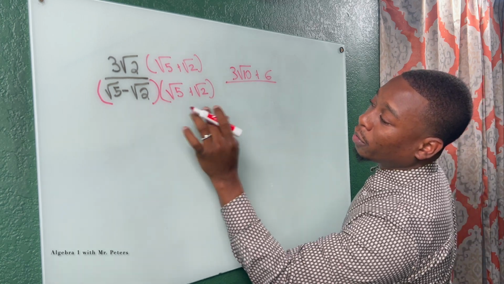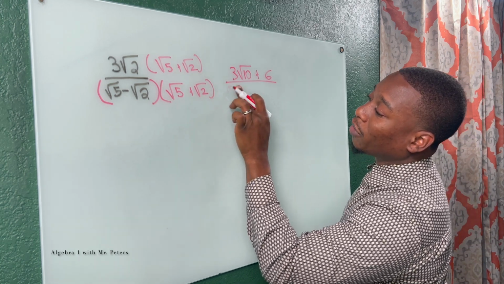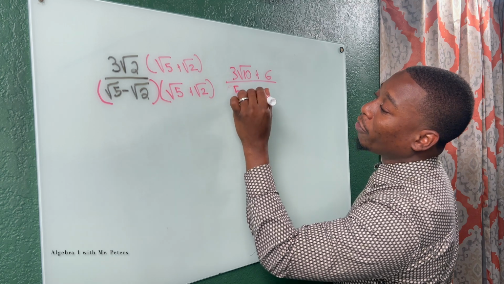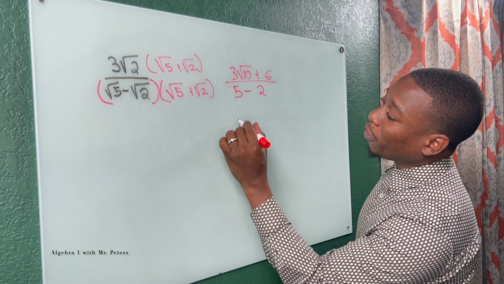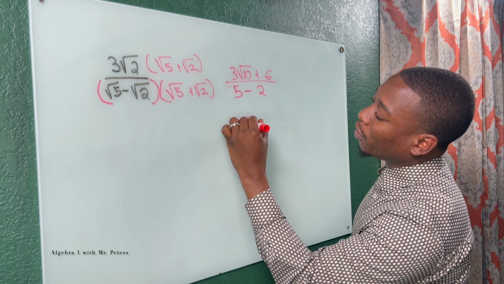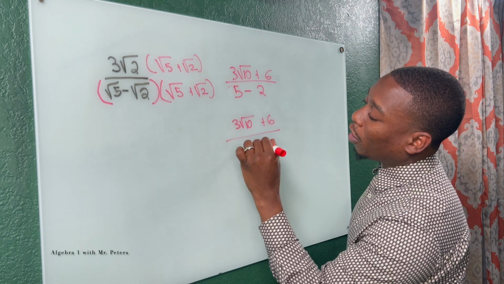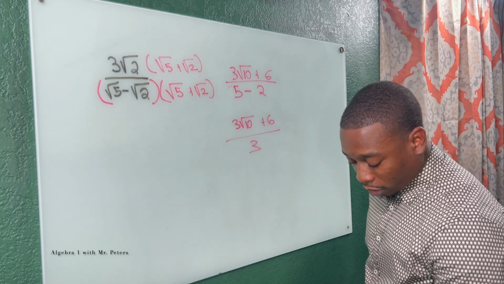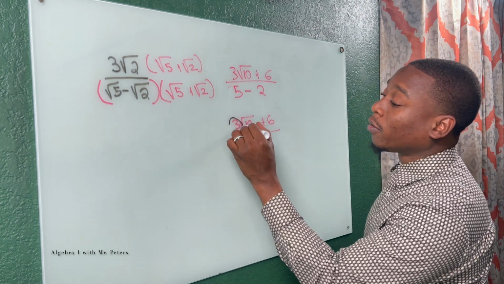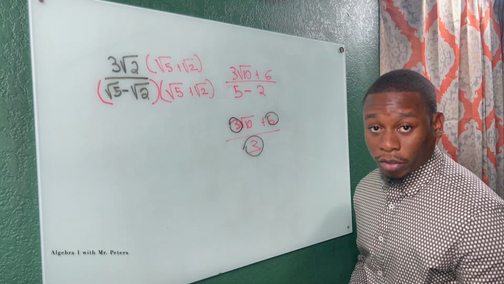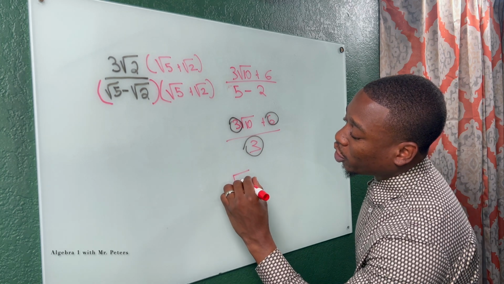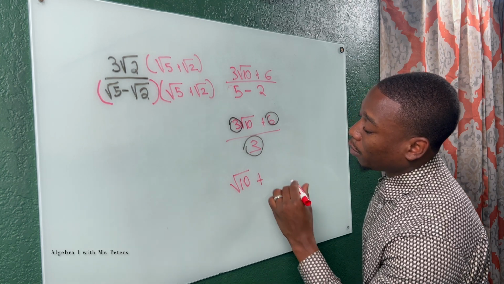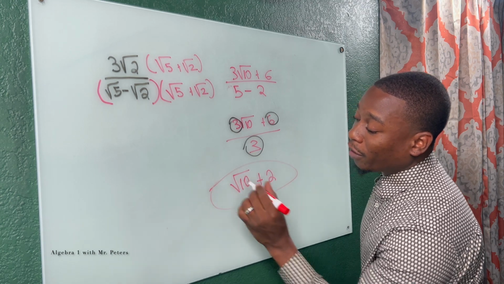All over, you know what? Let's not even do 25. 5 minus 2, because it's just a number without the radical. So we simplify. We have 3 radical 10 plus 6 all over 3. Now, luckily for us, you guys already see all 3 of these are divisible by 3. So once I simplify, my final answer should be radical 10 plus 2 as a final answer.